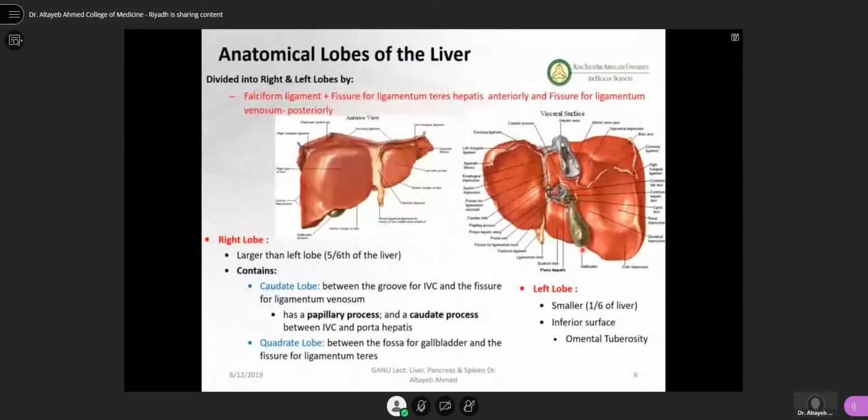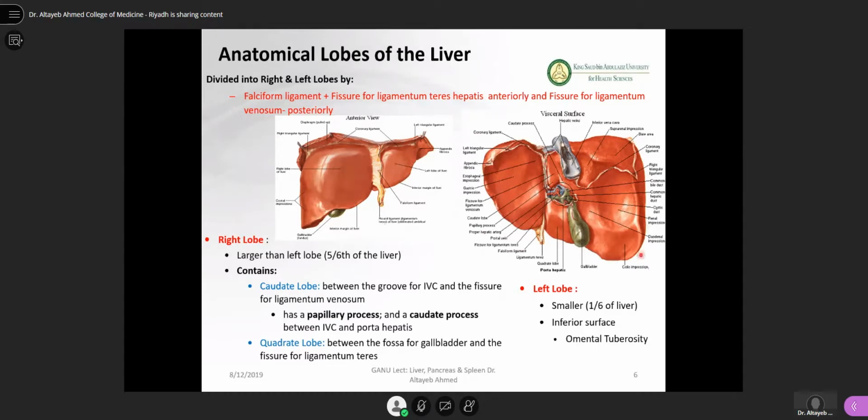So if you want to know what are the lobes of the liver, usually we divide the liver into 2 lobes anatomically. We have the right lobe of the liver and the left lobe of the liver, which is divided by the falciform ligament and ligamentum teres hepatis, and posteriorly by ligamentum venosum. So this is the right lobe, and this is the left lobe anatomically.